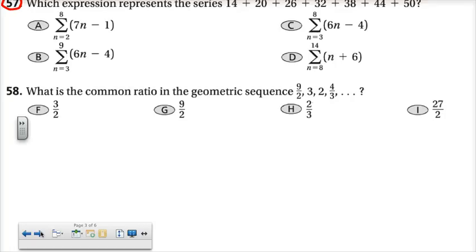All right, number 57 says, which expression represents the series that we see listed up there? And I noticed right away, problem.